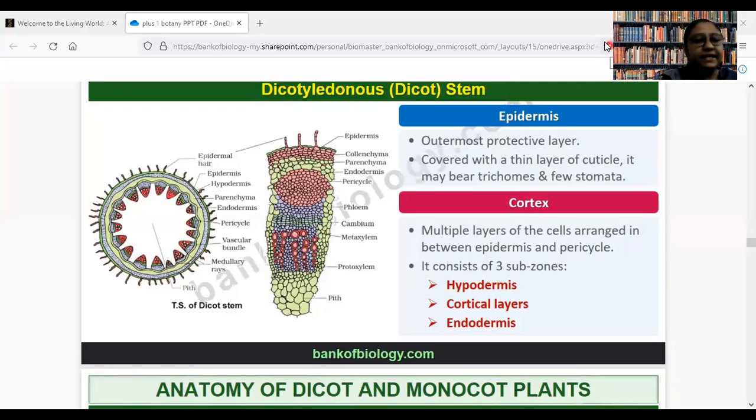So basically in stem, the cortex region is much larger. So what are the differences? Kindly note down. In epidermis, it has a thin layer of cuticle. It has trichome, which is multicellular. It has stomata. Stomata are strongly absent in root. So after epidermis, there is cortex. Here, this layer is subdivided into hypodermis, cortex layer, and endodermis. Okay, so you can see that the cortex layer is quite large over here.